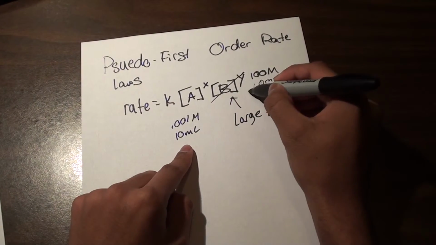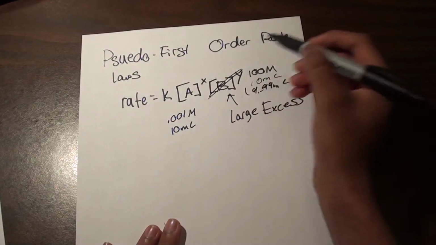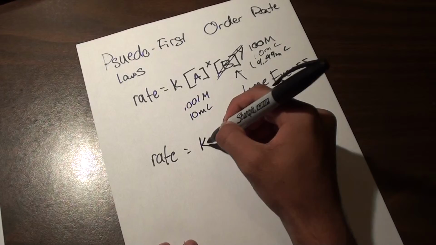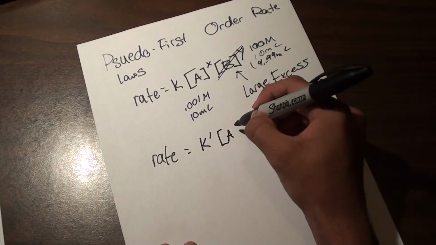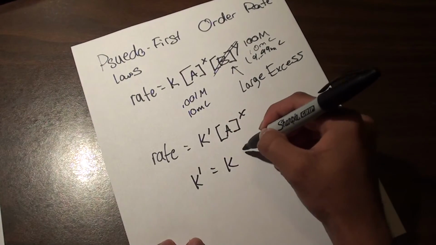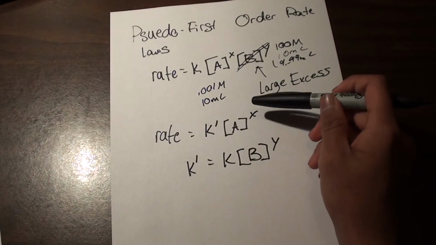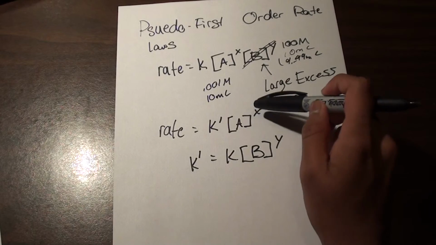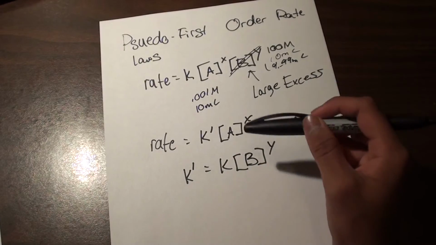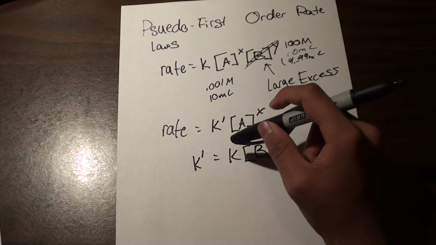Because the change in this was so small, we can basically get rid of that whole term. And what the rate law becomes after that is rate equals k prime times A to the x. And basically k prime here equals k times B to the y. So you can solve for x first, the order of one of your reactants. You can use that to solve for k prime. And then you can use k prime to solve for either y or k.